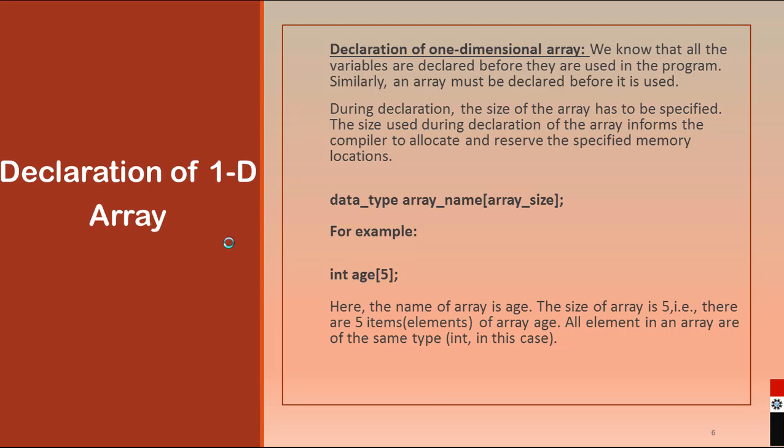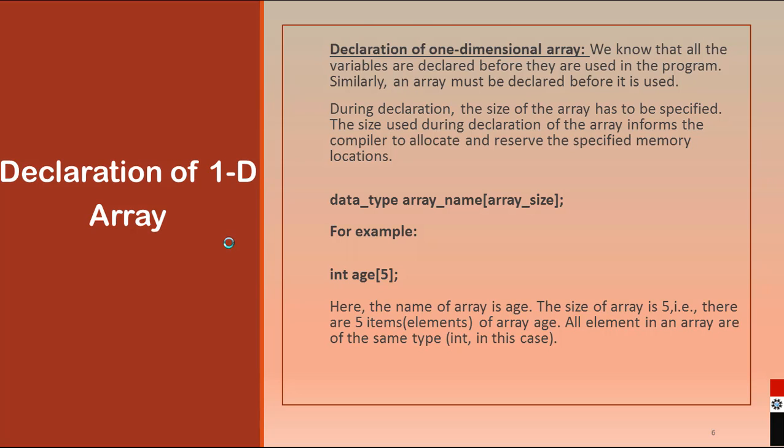Next is how to declare a one-dimensional array in C programming. We know that all the variables are declared before they are used in the program. Similarly, an array must be declared before it is used. During declaration, the size of the array has to be specified. The size used during declaration informs the compiler to allocate and reserve the specified memory location.